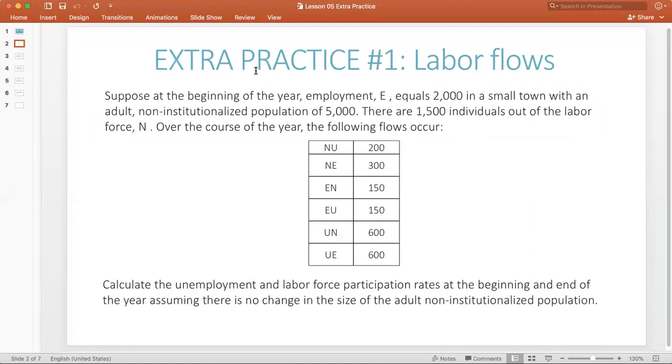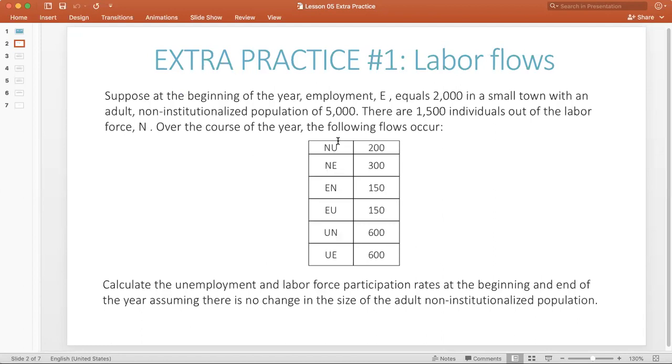So it's talking about labor flows. Suppose at the beginning of the year, employment E equals 2,000 in a small town with an adult, non-institutionalized population of 5,000. There are 1,500 individuals out of the labor force N. Over the course of the year, the following flows occur.